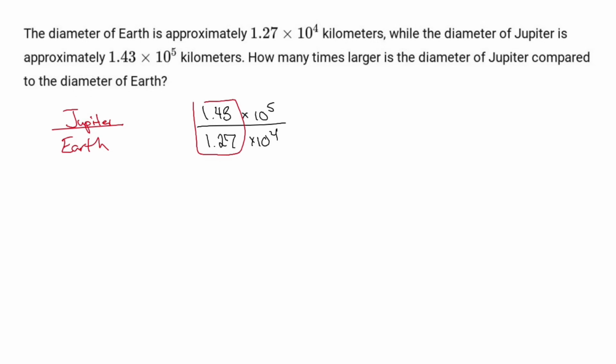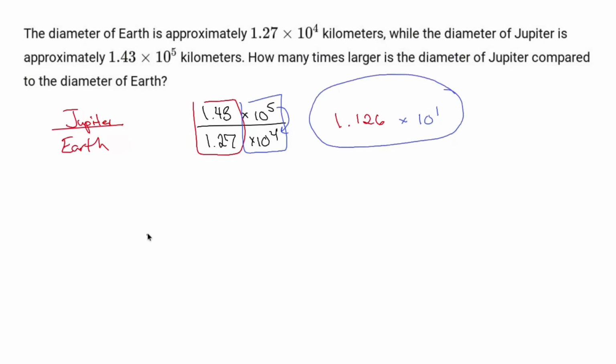You're going to need a calculator, and you get approximately 1.126. When you divide terms of the same base, subtract the exponents, so 5 minus 4 is 1, so times 10 to the first. Now, fortunately for us, that is in scientific notation. That rarely happens. When we do all of this, your answer actually ends up in scientific notation. So we can say 1.126 times 10 to the first times larger. Well, that was a close one.